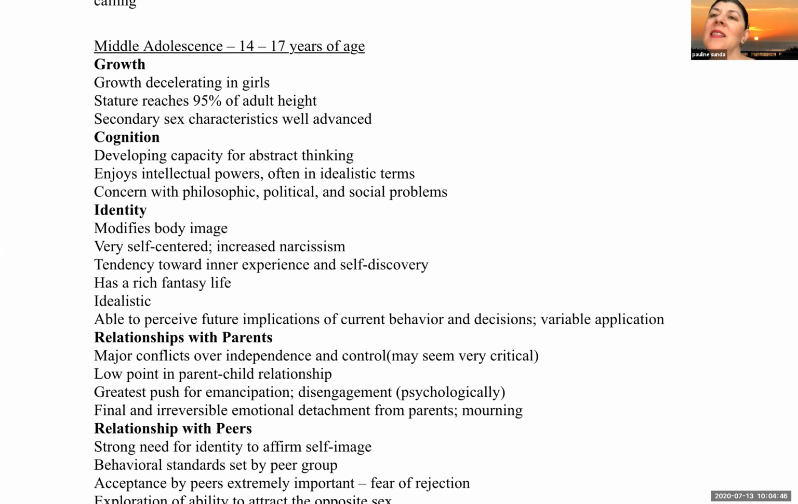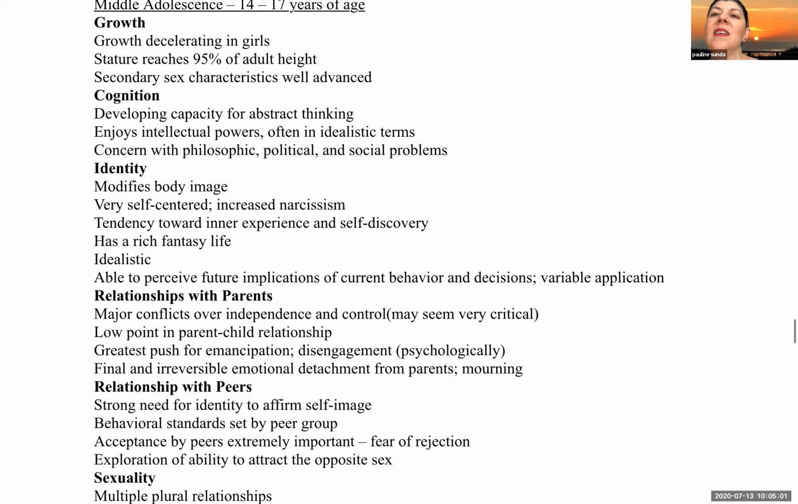Middle adolescence, this is 14 to 17 years of age. Here, in terms of cognition, they're really enjoying their intellectual powers. They often are very idealistic. They have a big concern for philosophic, political, and social problems.